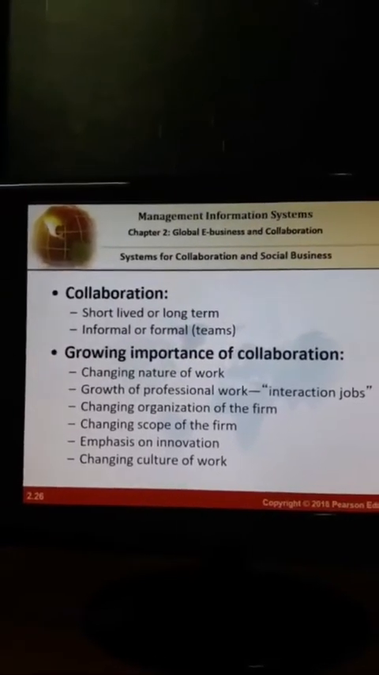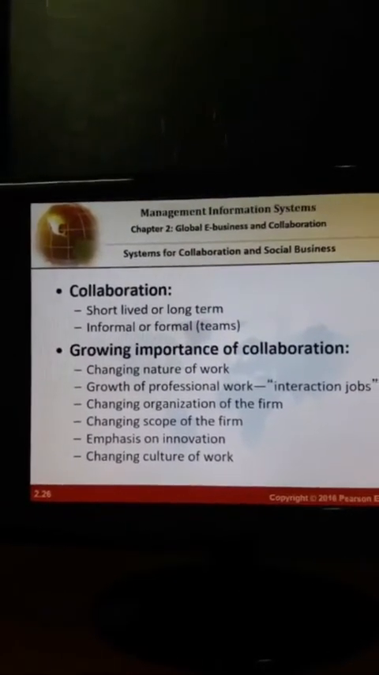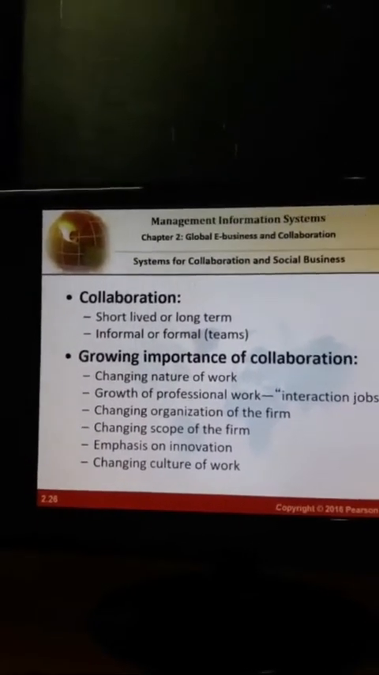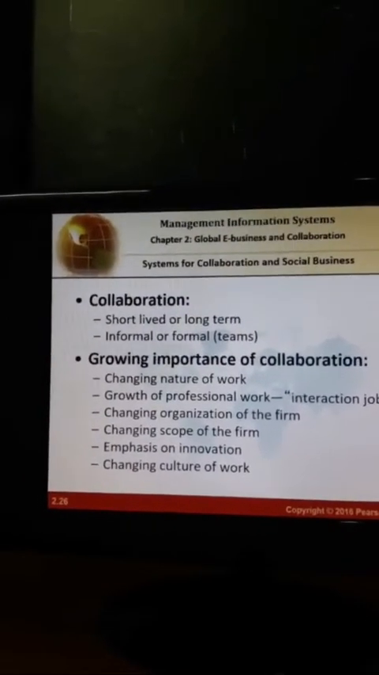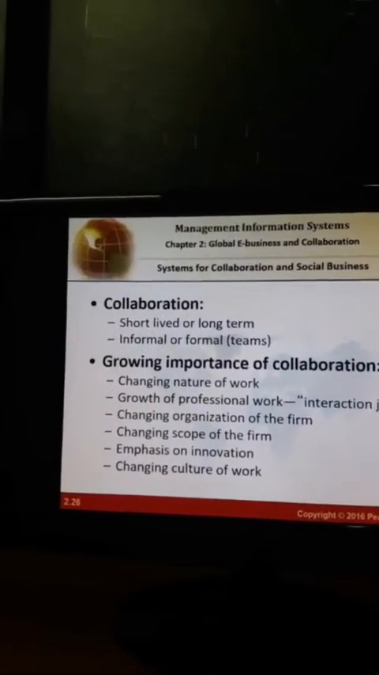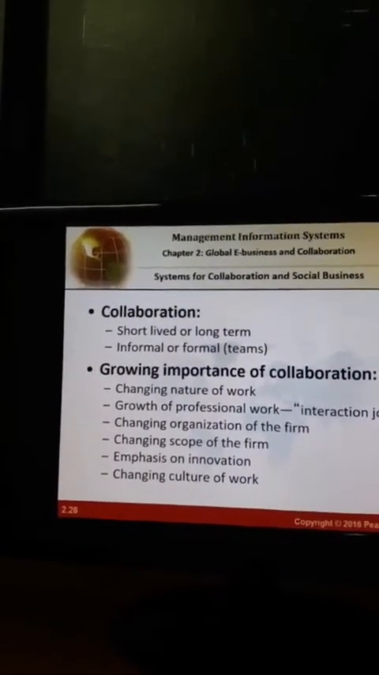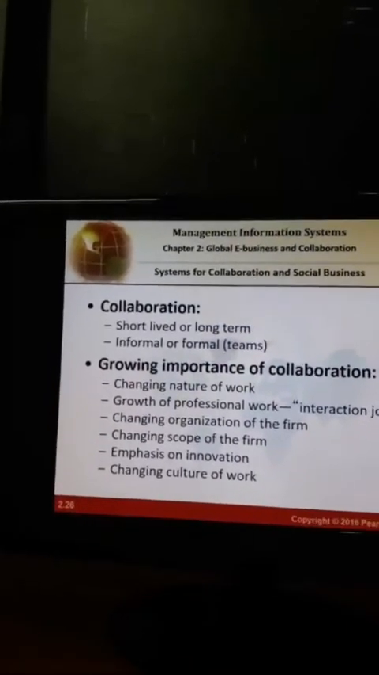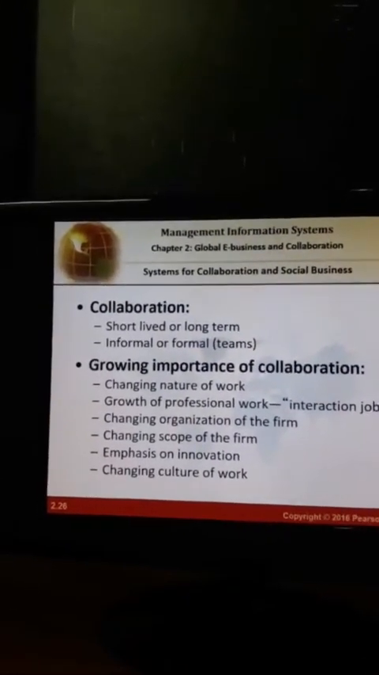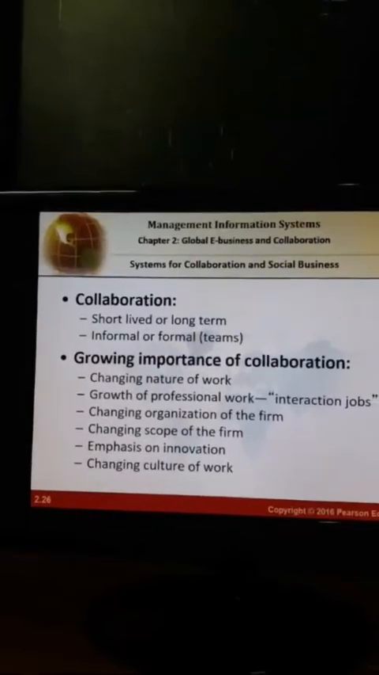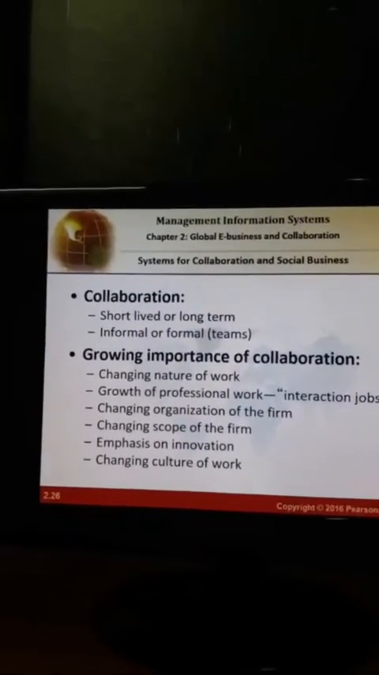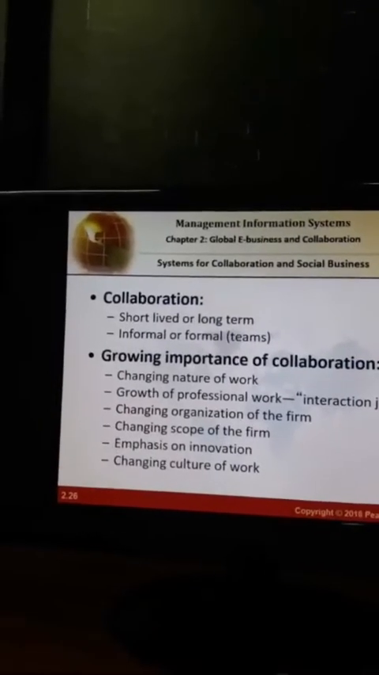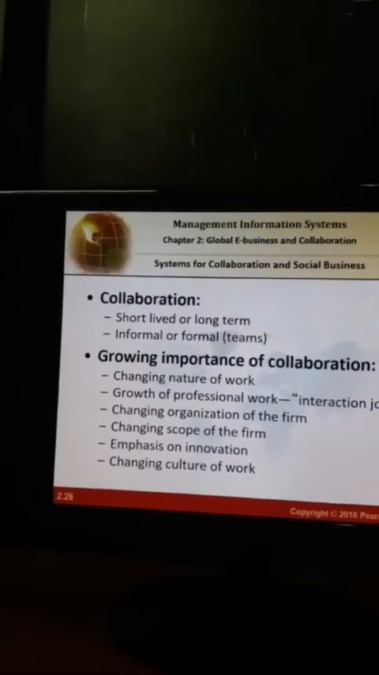Another one is the growth of professional or interaction jobs. If you look at business firms, most are maintaining flattened organizations. Their boss sits beside them, and they can share their views with the boss. There is no hierarchy and no hierarchical barriers. If you maintain such an environment, you can easily get collaboration from your employees.